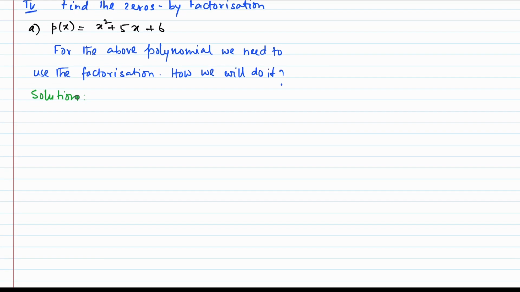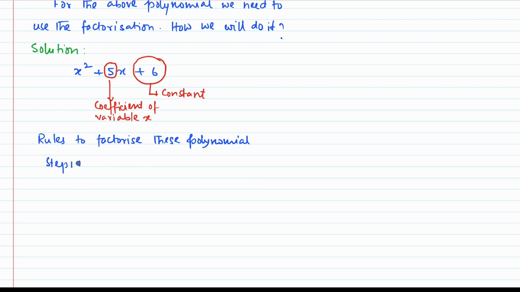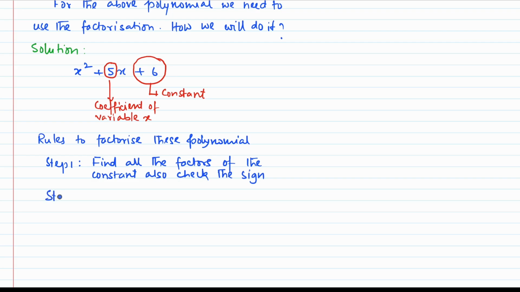I think many of you are already aware of how to factorize this kind of quadratic expression, but to recollect what we have done in the previous classes or previous section, we can do it. So we have x square plus 5x plus 6. So 5 is the coefficient of variable x and plus 6 is the constant in this expression. Now the rules to factorize this polynomial: step 1, we have to first find all the factors of the constant, that is 6, and also check the sign of the constant, which is plus.